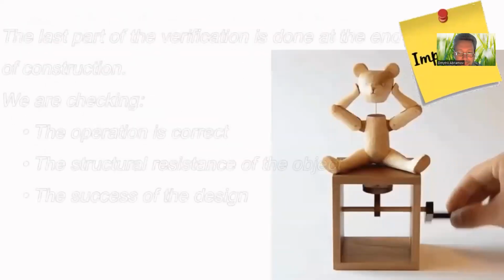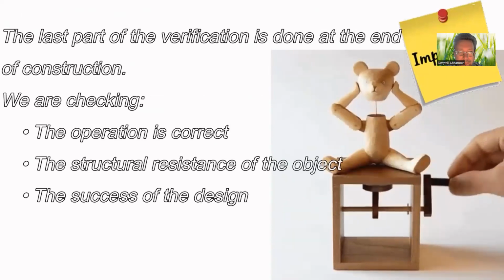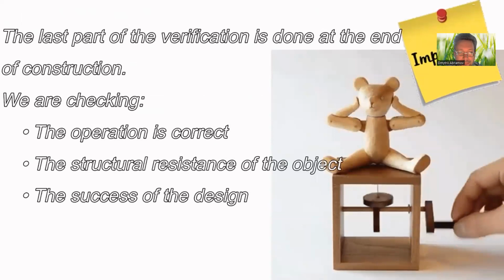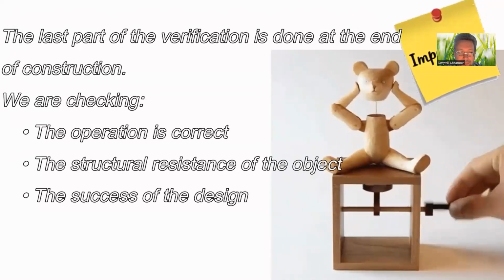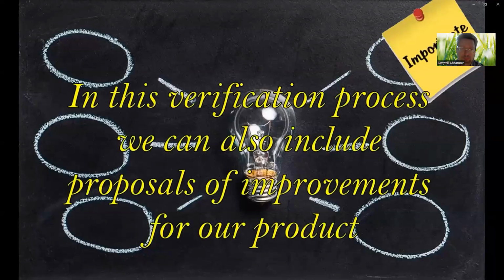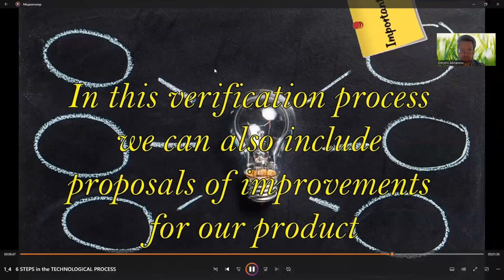The last part of the verification is done at the end of construction. And what are we checking? Well, we're checking that the operation is correct, the structural resistance of the object, and the success of the overall design. In this verification process, we can also include proposals of improvements for our product.